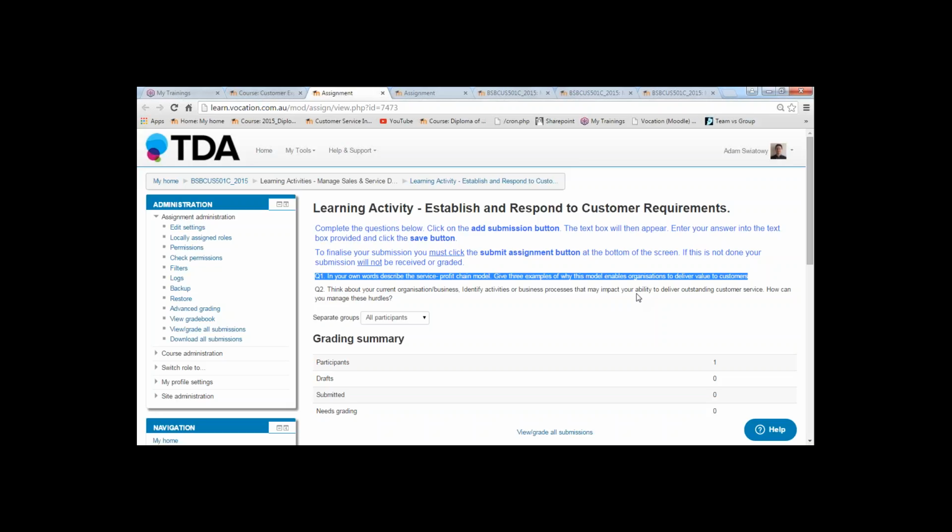So it's just describing it in your own words, but then giving us 3 examples of why this actual chain works and how it works. That's what I would be looking for.